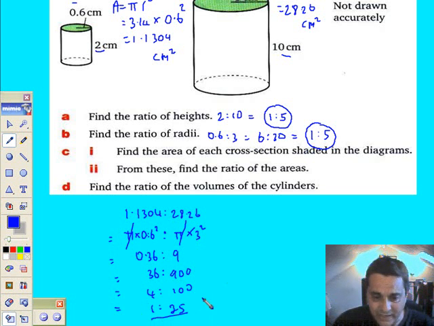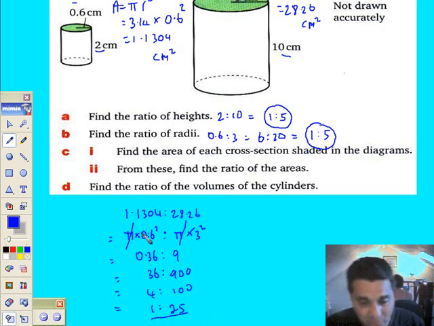And that is lovely and neat, but if you try and simplify this down to get 1 to 25, it's very, very difficult to see. I suppose I could divide both sides by 1.1304, but I'm sure if I divide that by 1.1304, I won't get exactly 25. That is the way pi works. It's not a rational number, and some of you know what that means from previous studies.